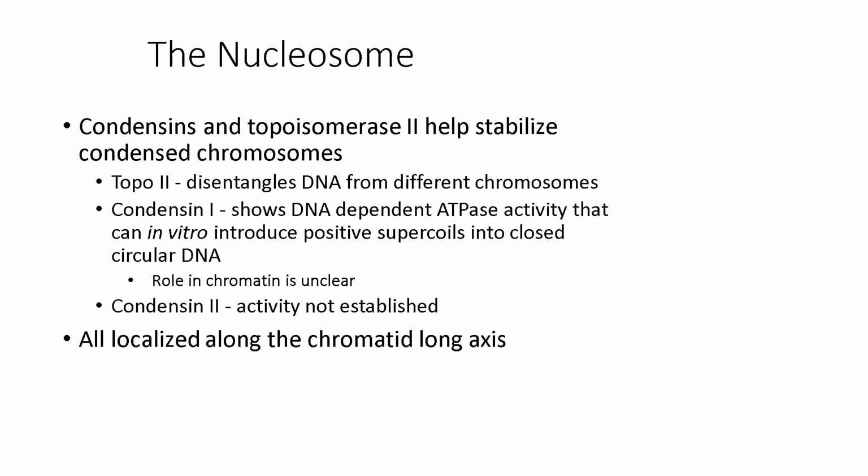Condensins and topoisomerase 2 play vital roles in organizing and stabilizing condensed chromosomes. Topoisomerase 2 helps untangle DNA between chromosomes, while condensin I can introduce positive supercoils in vitro. Condensin 2's function is less well understood. Both appear along the long axis of the chromatid.